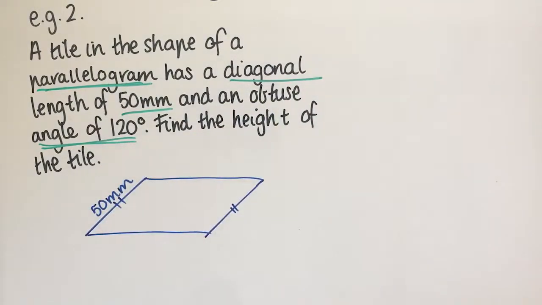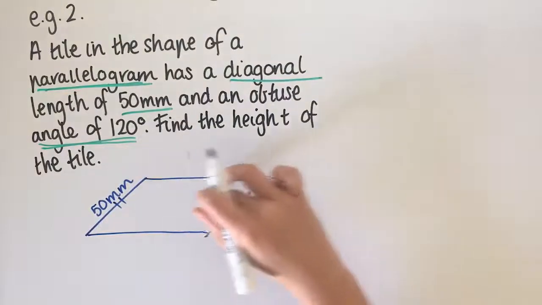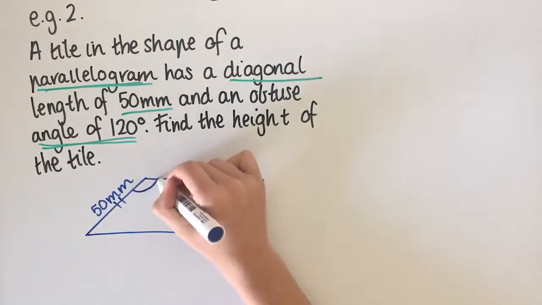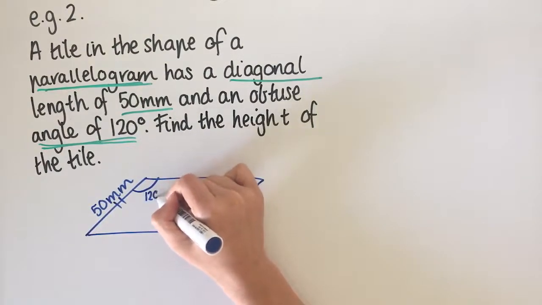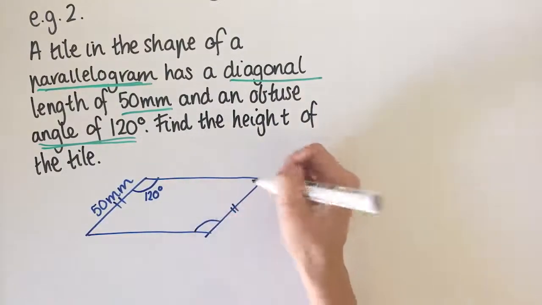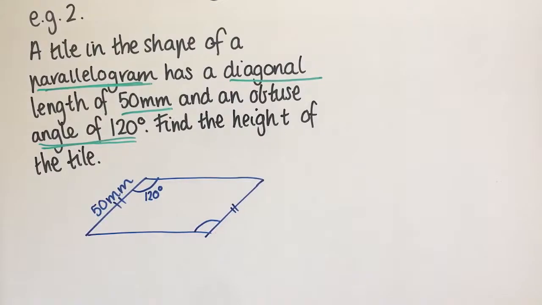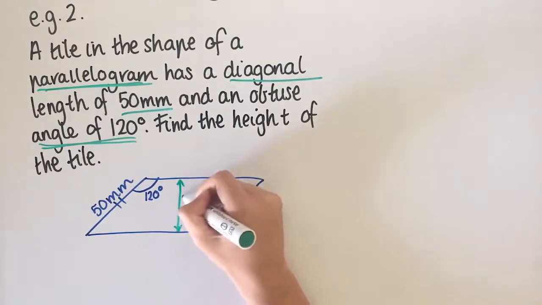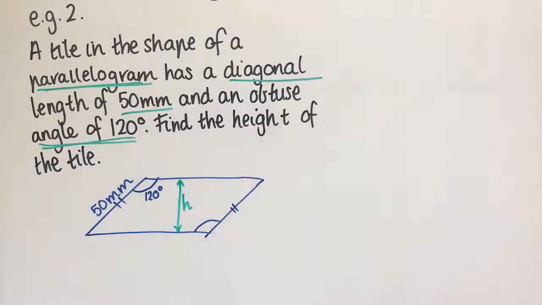Okay, then it's also saying that we've got an obtuse angle of 120 degrees. So you can tell these are acute because they're small. This is going to be obtuse. So this is 120 degrees, which makes this the same, also 120 degrees. We need to find the height of the tile. So the height of the tile is going to be going directly up and down. This is going to be the height of my tile.